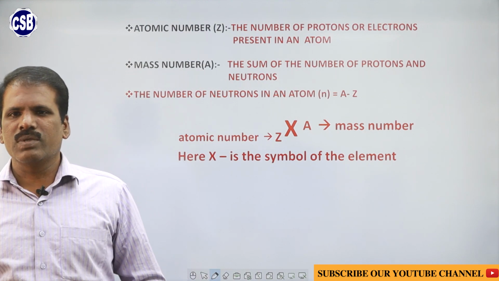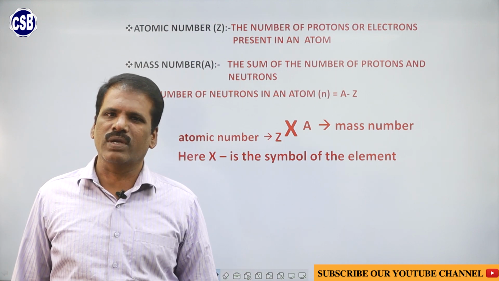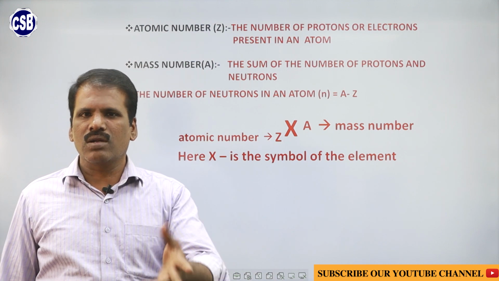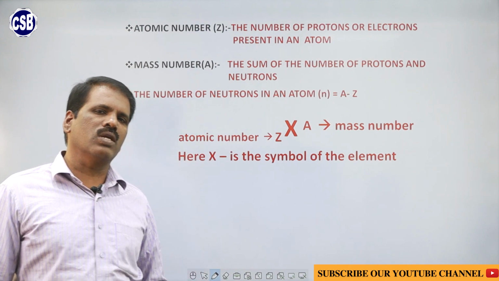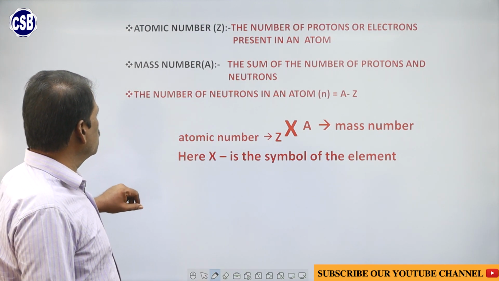If positive charge, that means the number of protons are more than the number of electrons, then that is known as positive ion. If the number of electrons are more than number of protons, it should be known as negative charged ion. Okay, the second one is mass number.